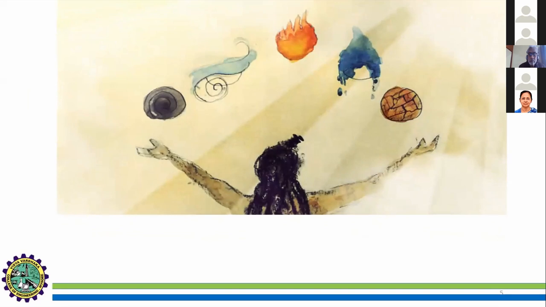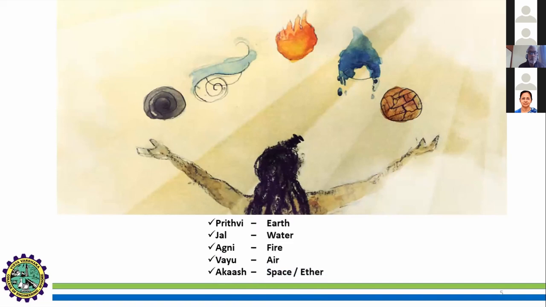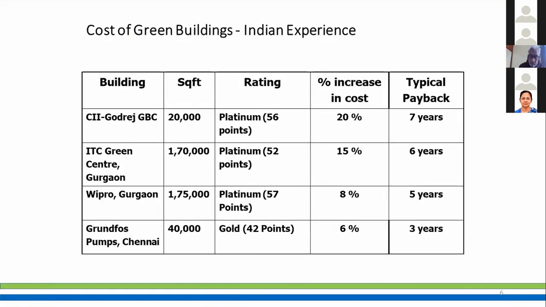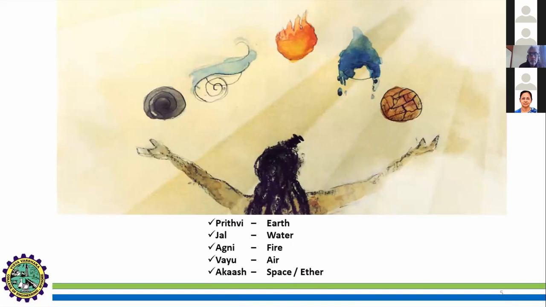If you check the different rating systems, that is Indian Green Building Council, GRIHA, LEED, all the rating systems are based majorly on five different aspects, called the Panchabhutas: Prithvi, Jal, Agni, Vayu, Akash, which are Earth, Water, Fire, Air, Space. When we work with green building rating systems, we deal with all these different aspects. It might be the sustainable site, water efficiency, energy efficiency, materials, and indoor environmental quality as well as indoor air quality.